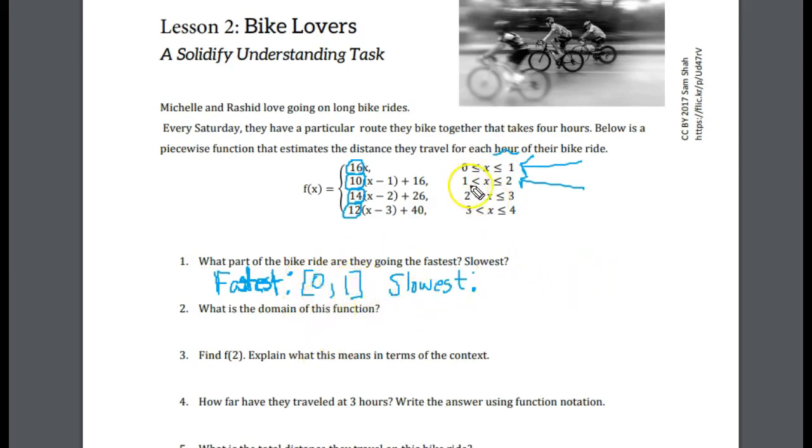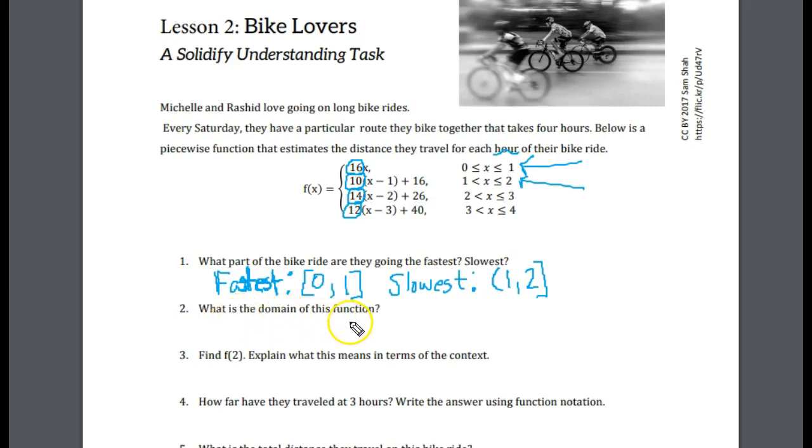For the slowest, we want to go from 1 to 2, but notice the 1 is not included. The reason for this is that 1 was included here. You don't want to include it in 2 intervals because then you might run into some problems with it being a function. But it goes all the way up to 2, and 2 was included. So when you do interval notation, they don't both have to be the same thing. It depends on whether it was equal to or not equal to.